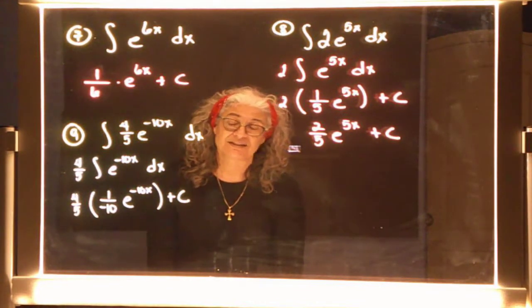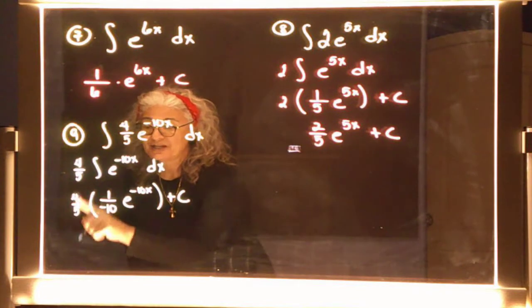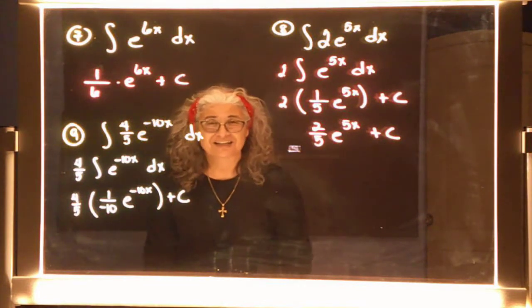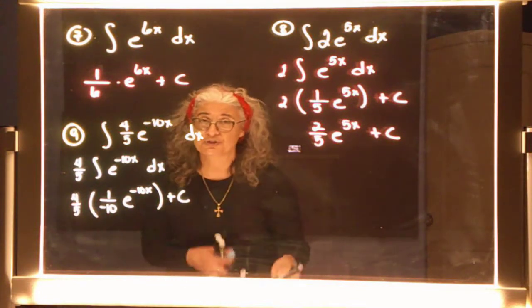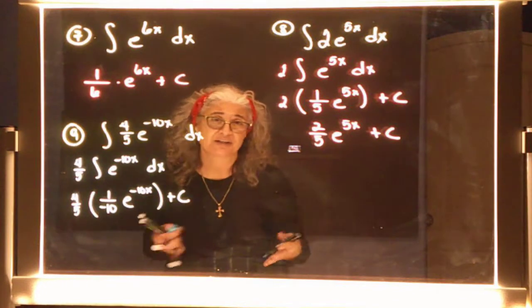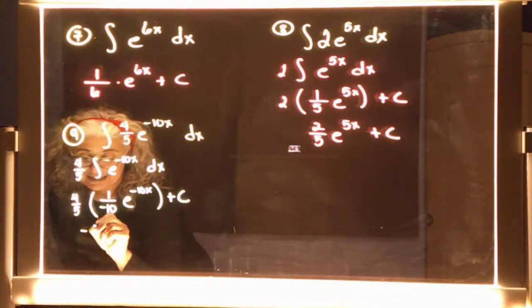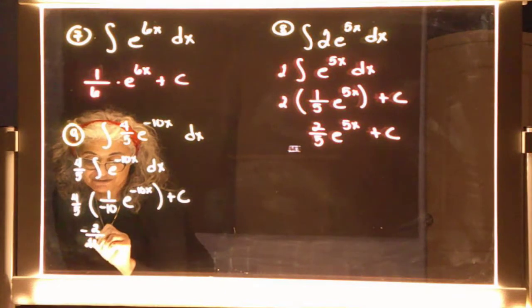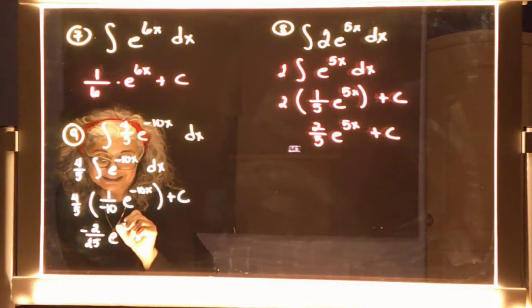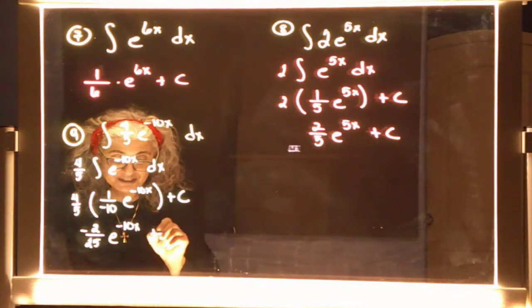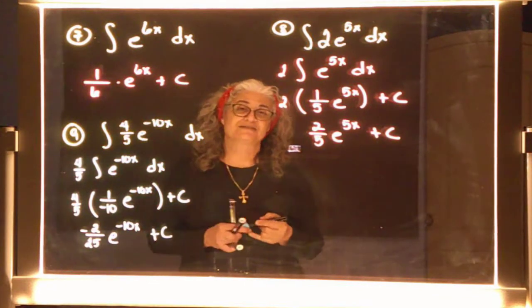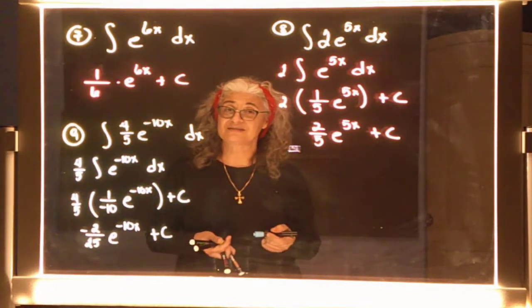Correct? Okay, so now we get to multiply these two guys together. You got a couple of fractions, multiply them, reduce it. Bottom line, what do we get? Good, negative 2 over 25, e to the negative 10x plus c. Awesome. Y'all with me on this?